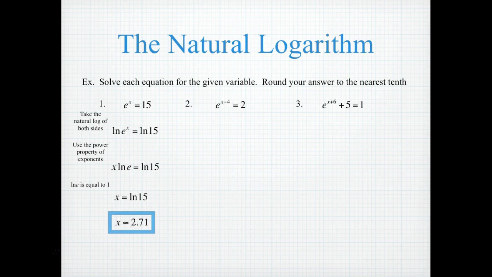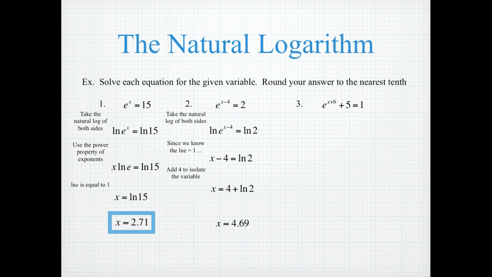Next example, we have e to the x minus 4 power is equal to 2. And again, we could take the natural log of both sides. So we have the natural log of e to the x minus 4, and on the right we have the natural log of 2. Since we know the natural log of e is equal to 1, we can simplify that down and we just get x minus 4 is equal to the natural log of 2. To isolate the variable, I'm going to add 4 to both sides of the equation, which gives me 4 plus the natural log of 2, which simplifies to about 4.69.